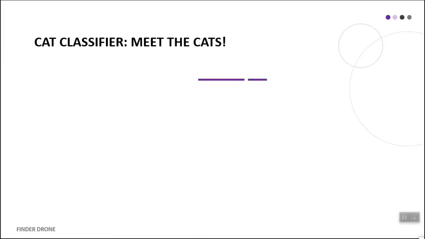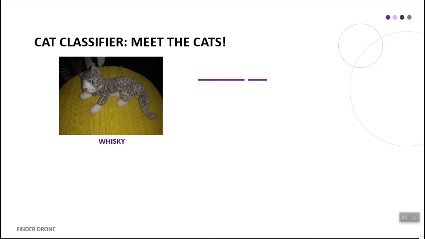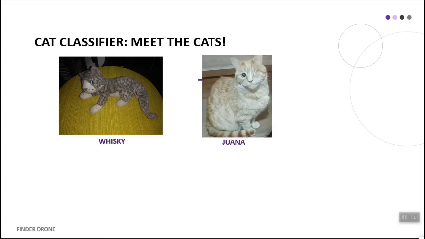It's time for the last component of the project, the cat classifier. First, let's meet the cats. First we have Whisky. You already know him. It's a toy cat, the one that helps us the most in the project. Then we have Juana. It's a real cat. Yes, she has only one eye. We adopted her with this condition, but now she's very happy.